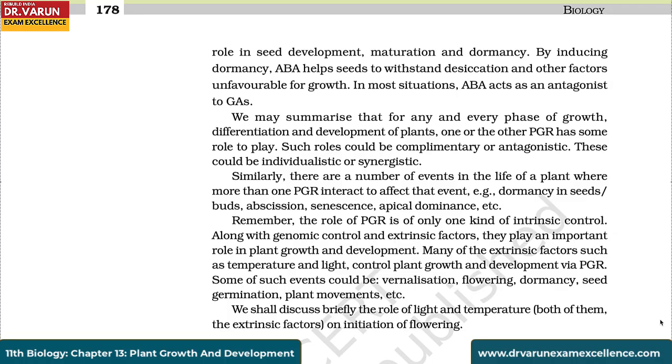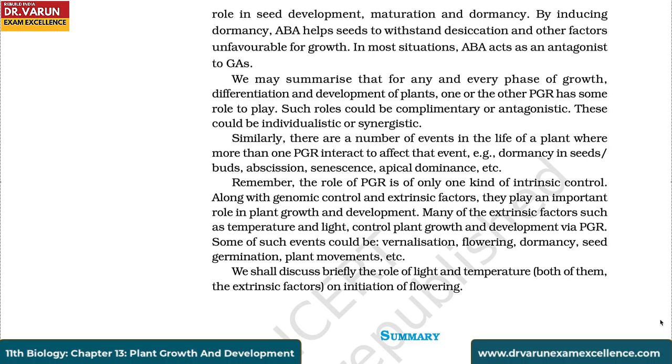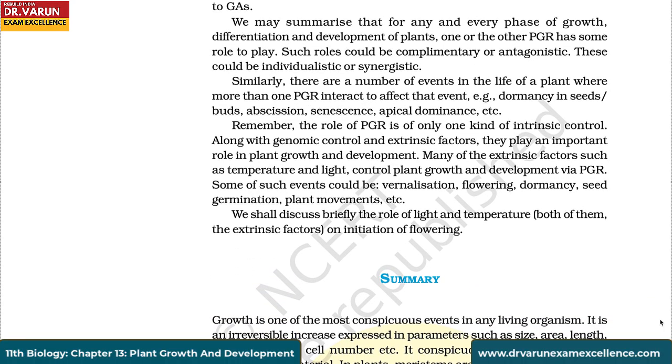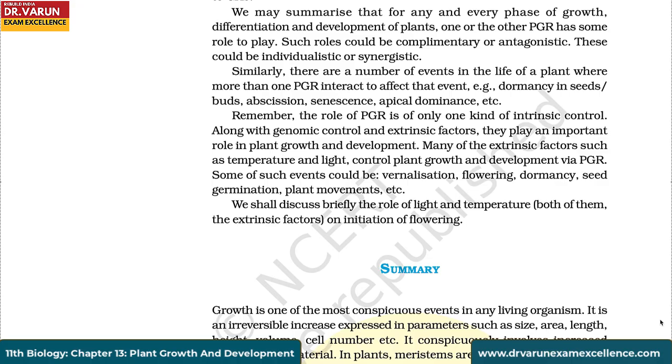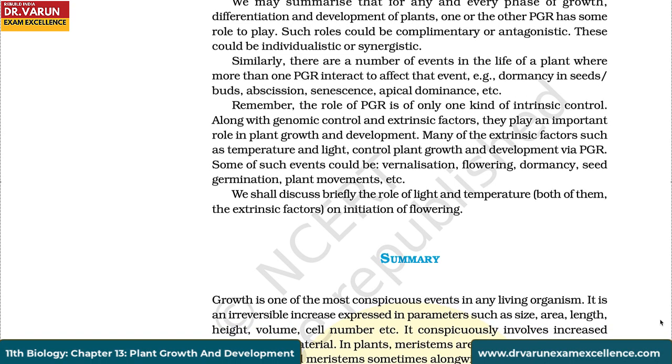Remember, the role of plant growth regulator is of only one kind of intrinsic control. Along with genomic control and extrinsic factors, they play an important role in plant growth and development. Many of the extrinsic factors such as temperature and light control plant growth and development via PGR. Some of such events could be vernalization, flowering, dormancy, seed germination, plant movements, etc. We shall discuss briefly the role of light and temperature, both of them the extrinsic factors, on initiation of flowering.